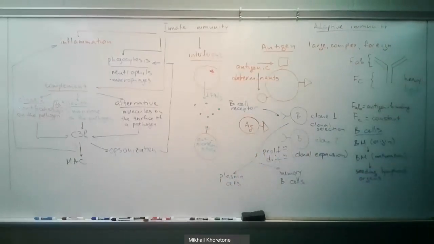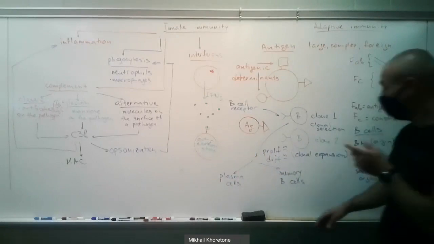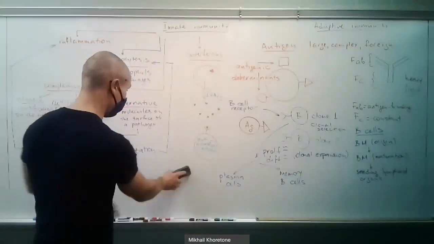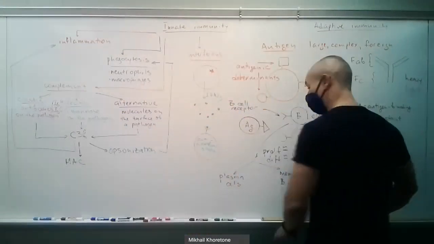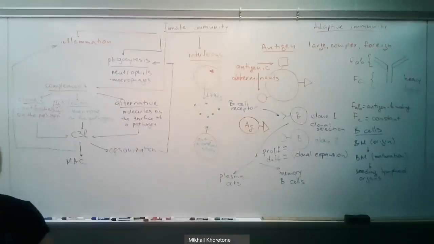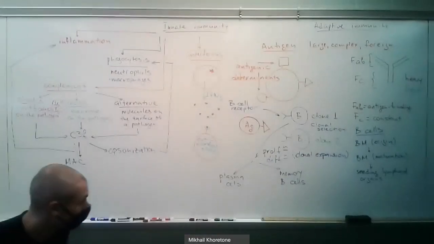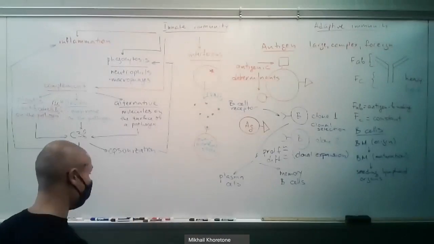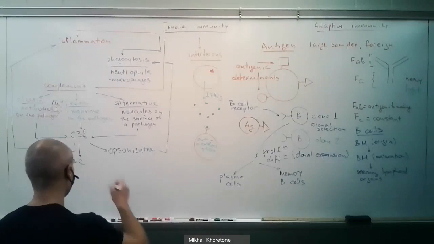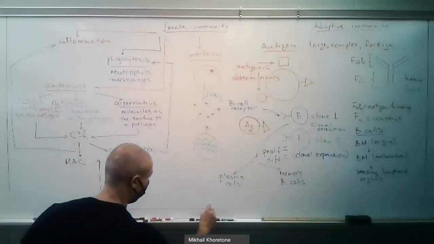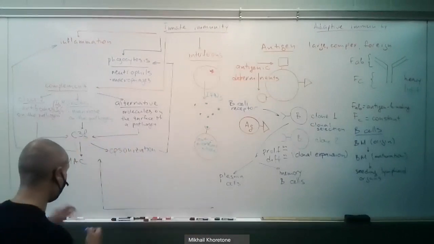Now, I want to specifically address memory B cells. I'm thinking where I should put it so it remains, because I'm going to talk about the memory response and then I'm going to take it away. I'm going to put a little graph here. If you can't see, you can come closer and check it out. Nothing complicated. I'm going to graph the primary and secondary response.